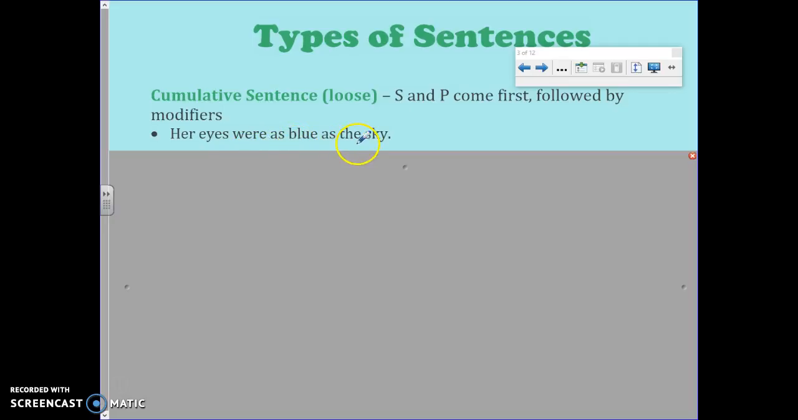Her eyes were as blue as the sky. Her eyes is the complete subject. Were is, sorry, not complete subject, simple subject. Were is the verb, and the idea here that this is our modifier. As blue as the sky. Her eyes were is a complete sentence. You could put a period here. It sounds kind of funny, but it's still a complete sentence. Okay, so cumulative sentence or loose sentence is our normal everyday sentence that we use. Subject, verb, modifier.